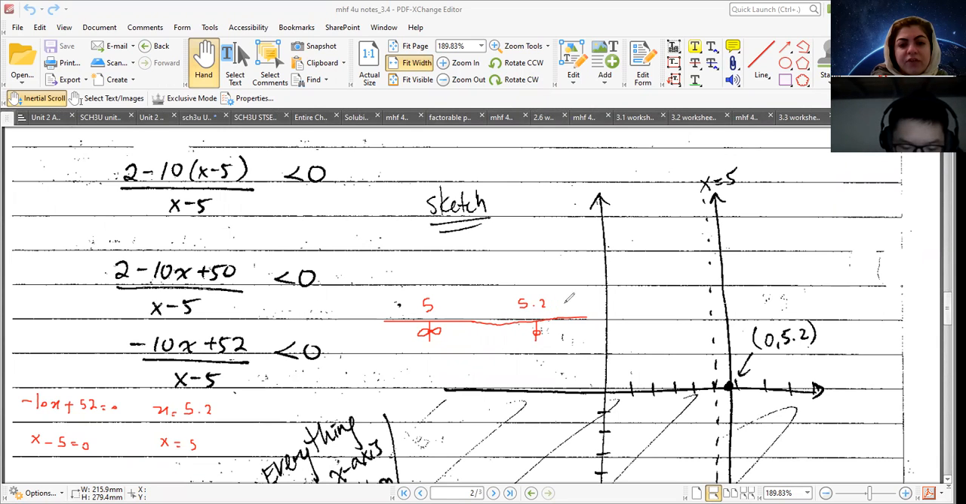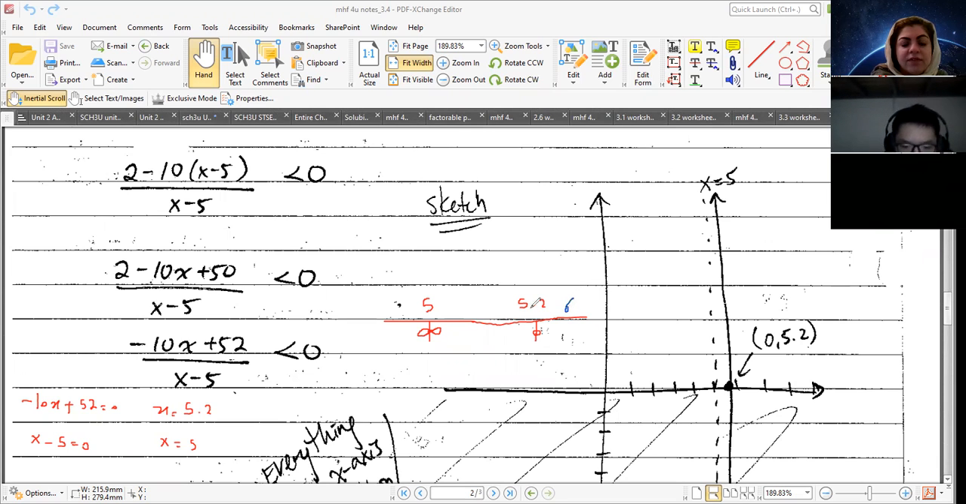Now, I'm going to do the signs here. So above 5.2, you can test a point. What is that? You can test 6. Between 5 and 5.2, you can choose 5.1. Below 5, you can choose 0 to test. Let's say I put 0 here. So for 0, the numerator is positive, the denominator is negative. Negative over positive, it is what? Negative. If you put 5.1 here, you get positive.